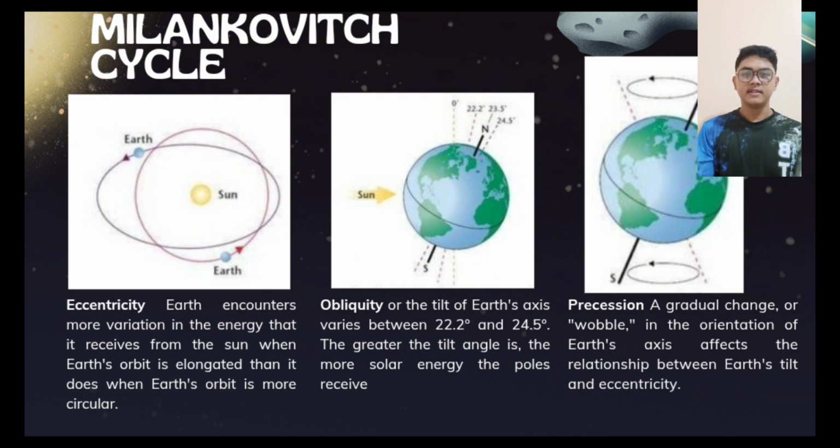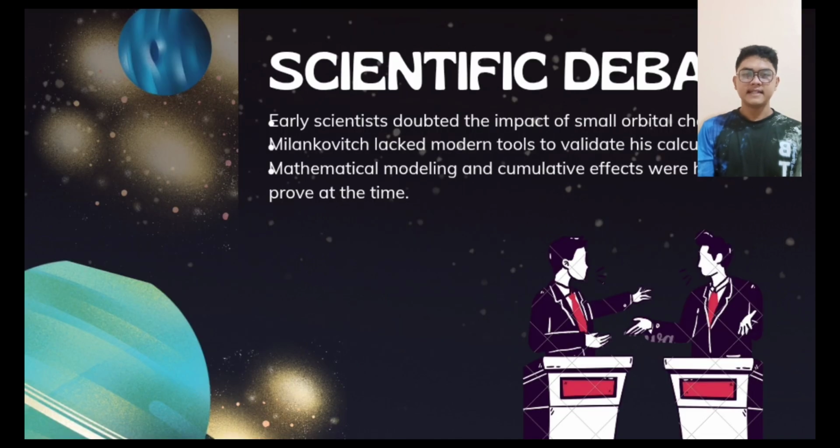Next, let's go to the scientific debate. Early scientists doubted the impact of small orbital changes. They questioned how minor variations in Earth's orbit, axial tilt, and wobble could significantly impact the planet's climate. At the time, the changes seemed too subtle to account for phenomena like ice ages and long-term climate shifts.